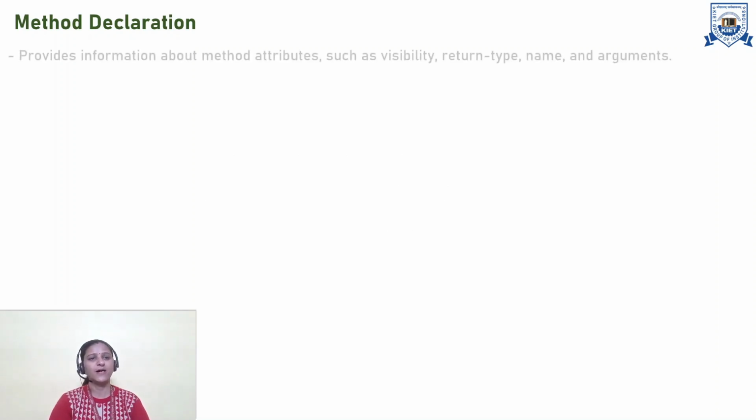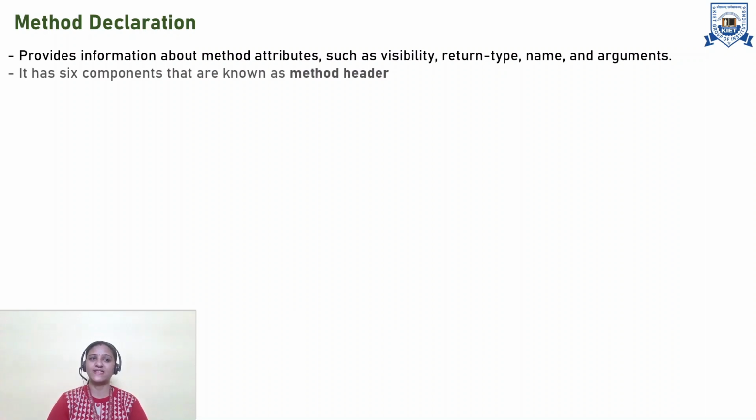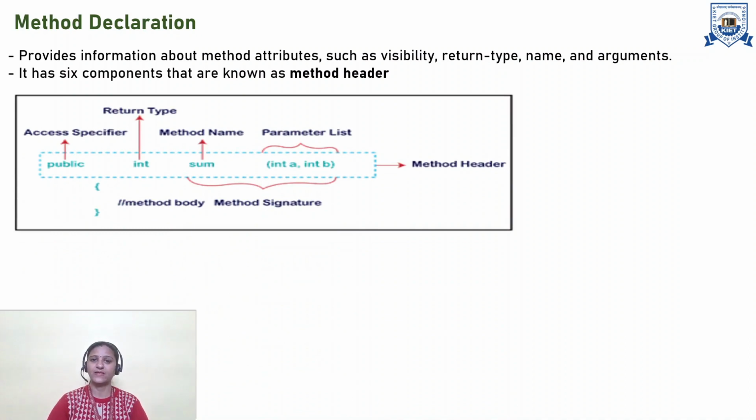Now, how to declare a method? Method declaration provides the necessary information about the method, such as its attribute, its visibility, its return type, name, and arguments. It has 6 components that are known as the method header. It can be displayed like this. All these 6 components get under one head and it is known as the method header.